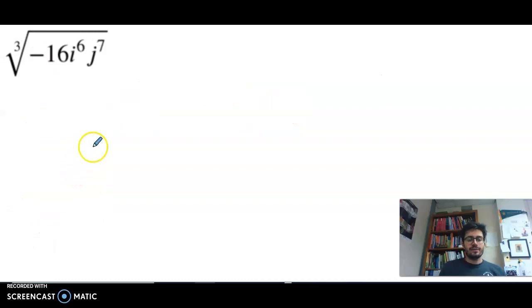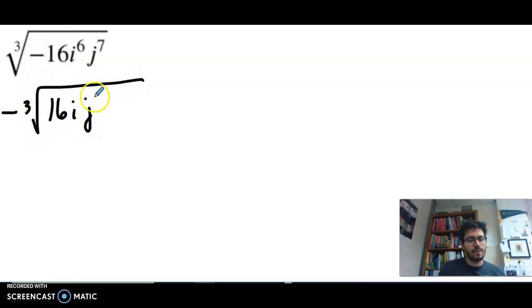I have one more. If we have a cube root and there's a negative, the cube root of a -1 is -1, so I'm just going to put a negative on the outside right away. That's something you can always do. And that way we take care of the negative. Now I have 16. Let me factor it.